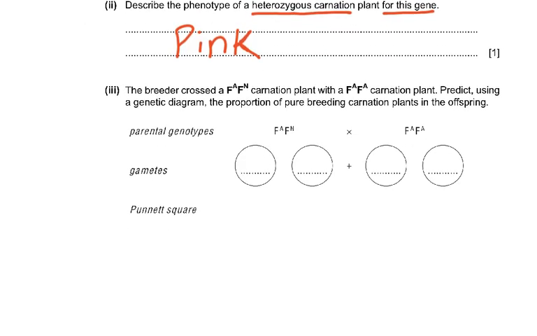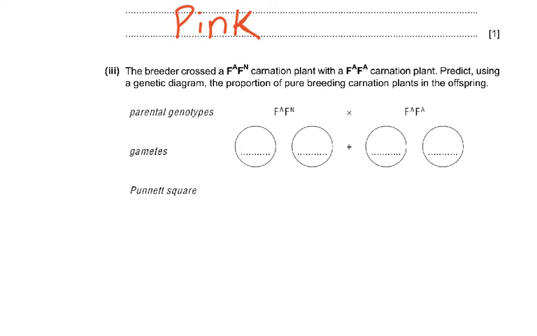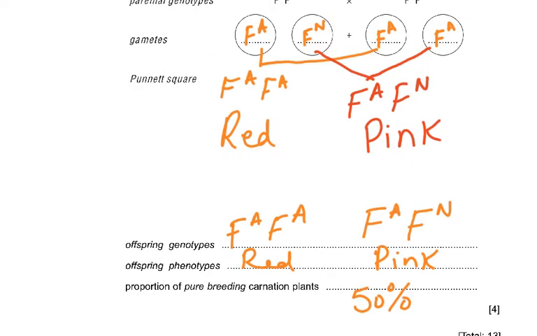Then it says that a breeder crossed an Fn carnation with an Fan plant; predict the proportion of pure breeding carnation plants in the offspring. So that was easy to do. You had to write the gametes, then you had to do the Punnett square. You could write it like this. Offspring genotypes were these, red and pink, and the proportion of pure breeding.